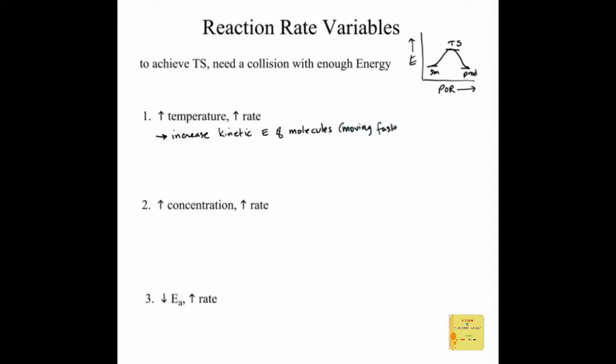Now, if you imagine a solution with our starting materials stirring around in the solution, and you heat it up, and now they're all moving around faster, what happens is when they collide, that is now going to be a high energy impact, and what you'll end up with is more collisions that have the necessary energy to achieve the transition state. Okay, so our reactions are going to go faster the hotter the condition is.